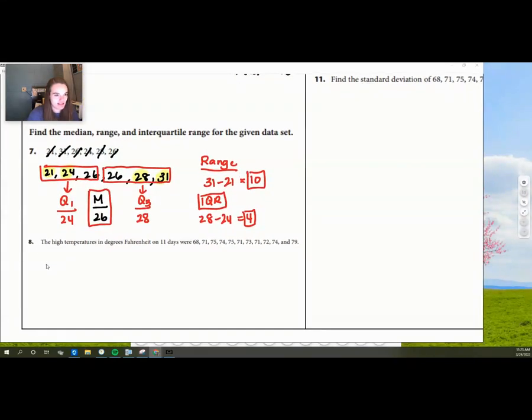All right, the high temperatures in degrees Fahrenheit on 11 days. I was hoping those were in order, but they were not. So let's put them in order. 68, 71. These are definitely not Tennessee numbers because they're all close to each other. And ours are never that close.